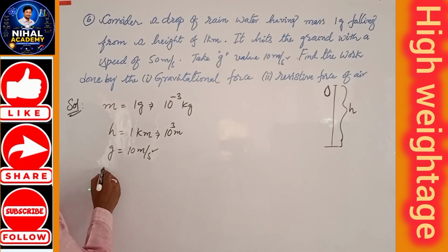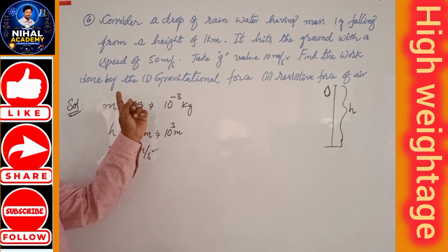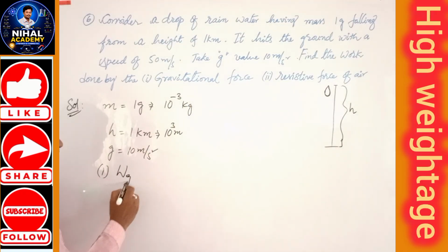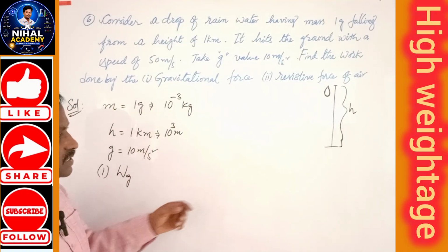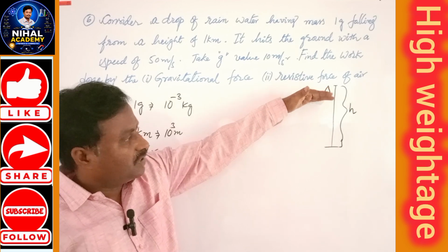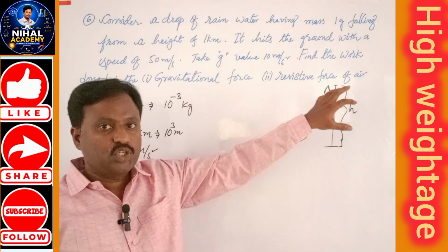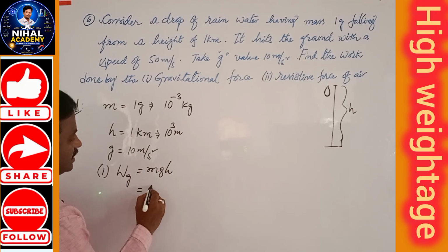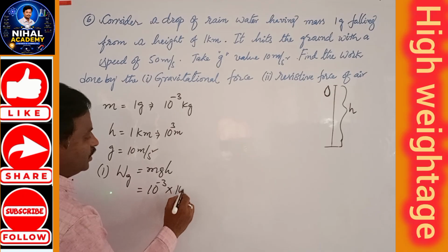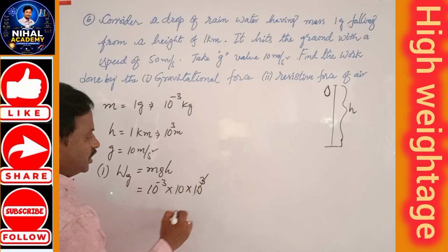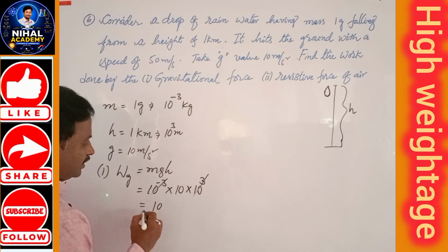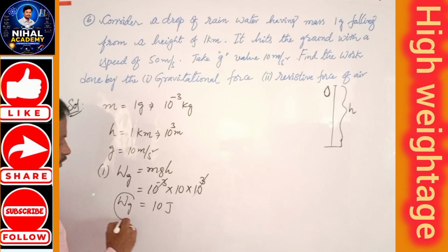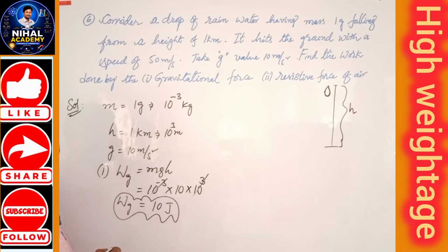Now the first question is asking us to calculate the work done. So W, the work done by the gravitational force, Wg. The work done by the gravitational force, by virtue of height, is stored as potential energy in the body. So it is equal to mgh. The mass is 10 power minus 3, g value is 10, and the height is 10 power 3. So 10 power 3 and 10 power minus 3 cancel, then it is equal to 10 joules. So this is the work done by the gravitational force.